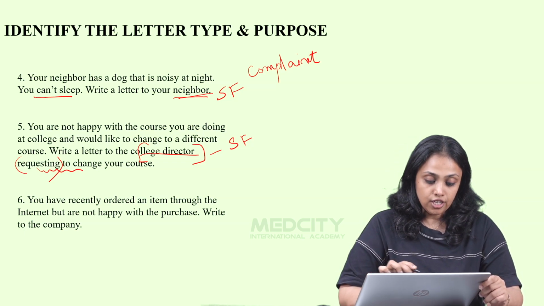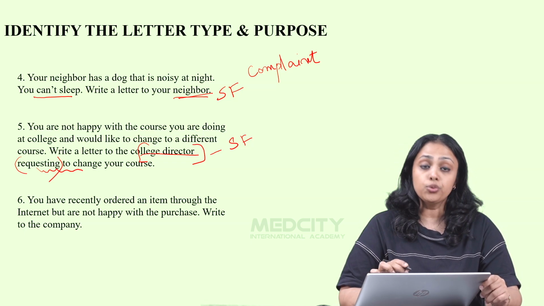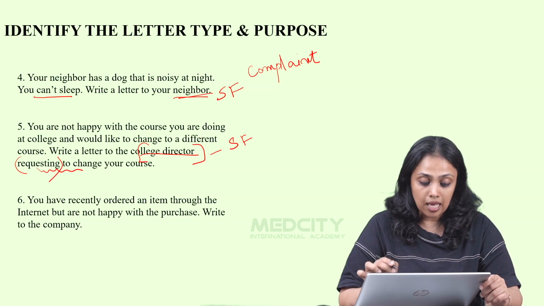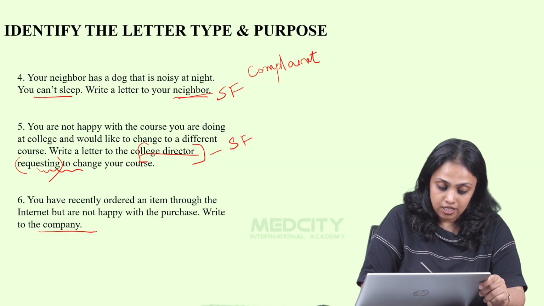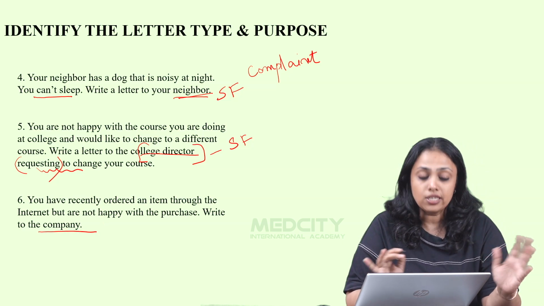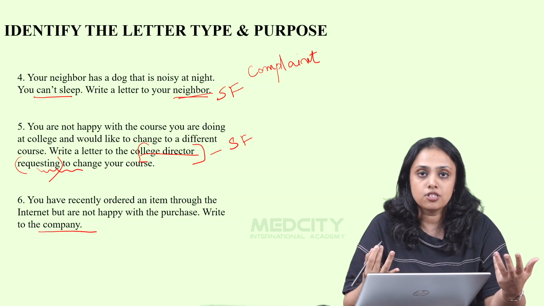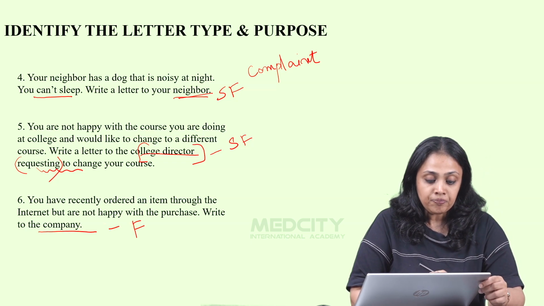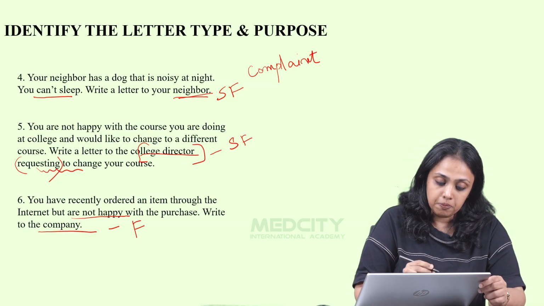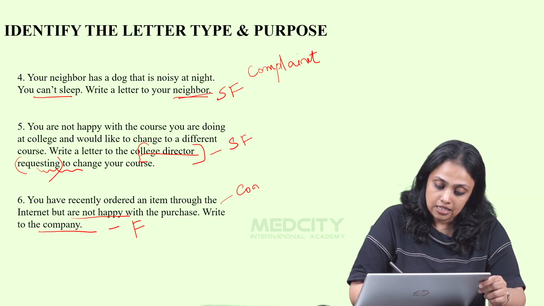Now, the last one: you have recently ordered an item through the internet, but you're not happy with the purchase. Write to the company. So you're totally unaware of the person to whom you're going to write the letter. So this is going to be a formal letter, and you're not happy with the purchase, so again, this is a complaint.